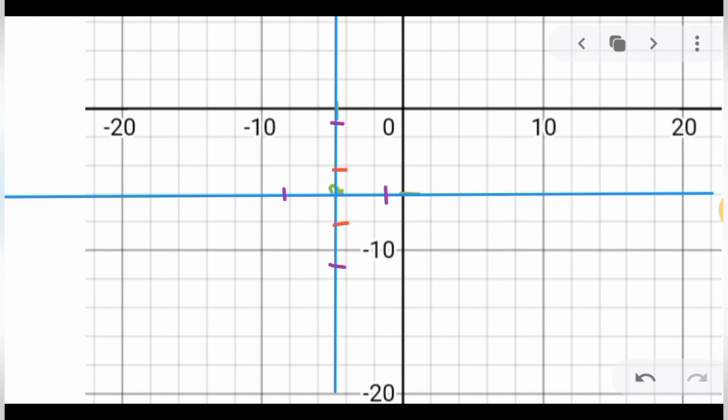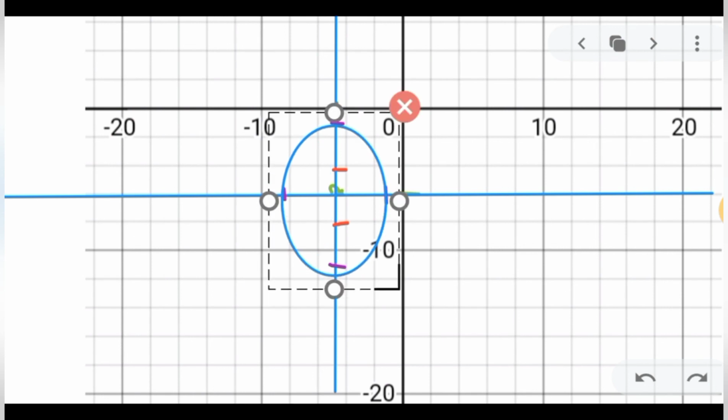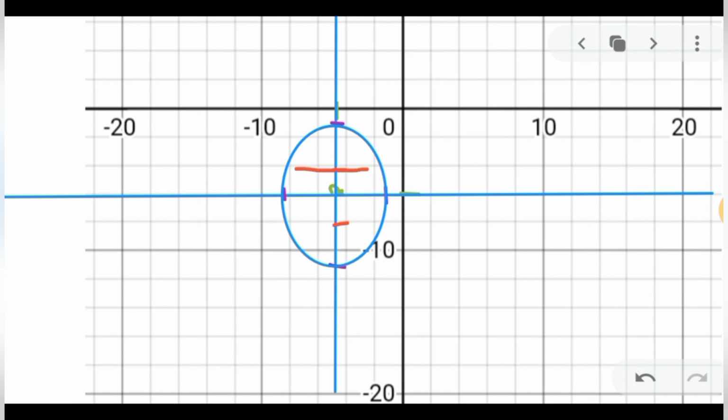Okay, and the next thing that we need to do is draw the ellipse. So, this is now your ellipse. And then, the next thing that we need to do is to draw the latus rectum. And that is here. Okay. And then, we will draw the directrices.